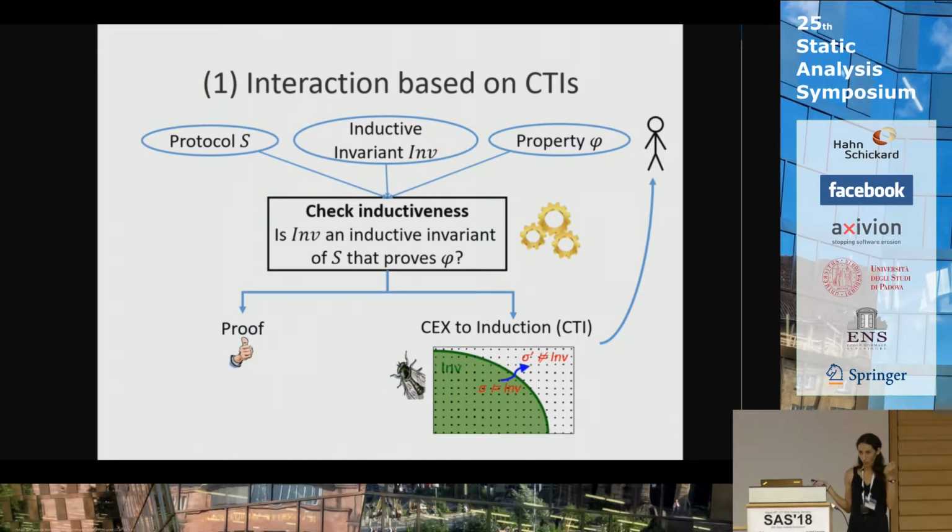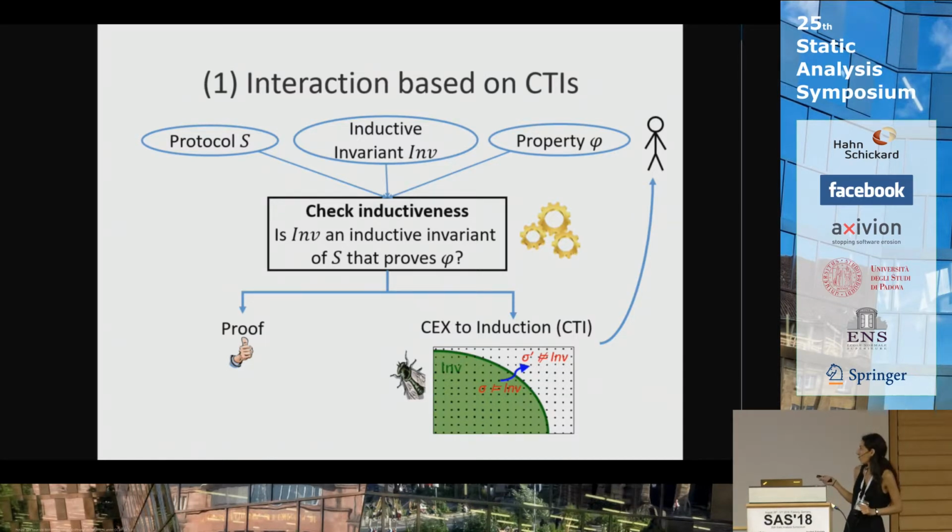It will generate the verification condition and so on, and either give you a proof or give you a counterexample to induction. Just to remind you, a counterexample to induction is a pair of states where the first one satisfies the candidate inductive invariant, but the second does not, and they are connected by a transition of the system. And when you get a counterexample to induction, you know that you failed to verify the system. It doesn't mean that the system is incorrect. It may just mean that the inductive invariant is not good enough. But it can also mean that the system is incorrect.